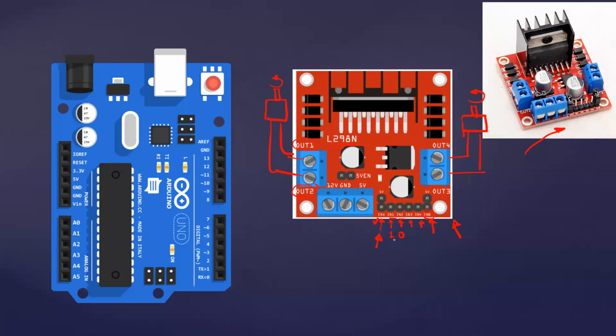If you change this logic signal, if you make input 1 as 0 and input 2 as 1, then it will rotate in the opposite direction. Basically these two terminals decide the direction of rotation for the first motor. Similarly, input 3 and input 4 decide the direction of rotation for the second motor. So these are the uses of these terminals.